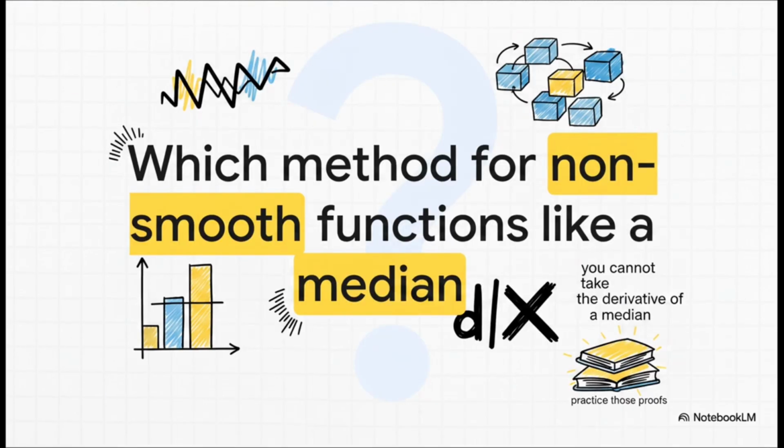So I'm going to leave you with this final thought to really test what we've learned today. Which variance estimation method would you choose if your survey's target parameter was a non-smooth function, like a median? Well, if you said random groups, you hit the nail on the head. You absolutely cannot take the derivative of a median, so linearization is totally off the table.